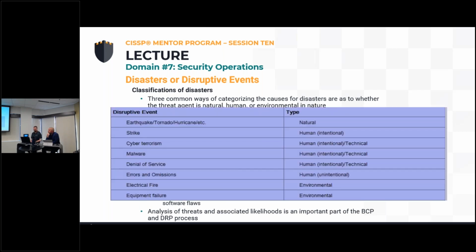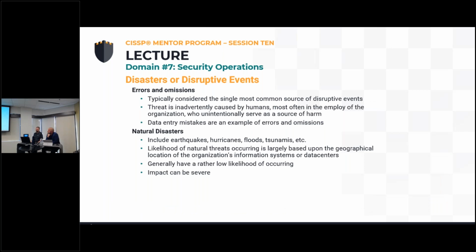Know those differences. There's kind of a high level understanding, maybe a little cheat sheet to help you remember what the different types are. I don't think you'll need to know the difference between intentional and unintentional, but if it's an error or an omission, it's unintentional. Errors and omissions are the most common source, inadvertently caused by humans. Data entry, that's a big one.